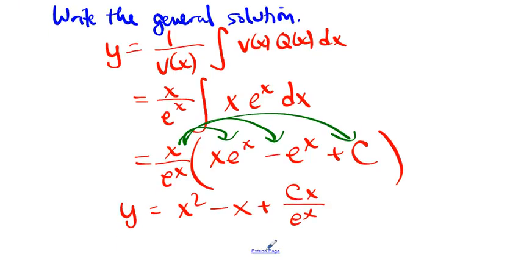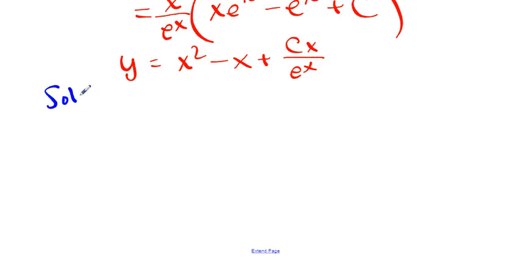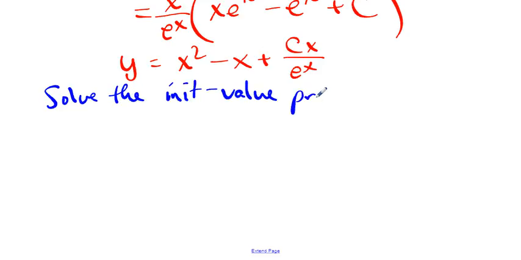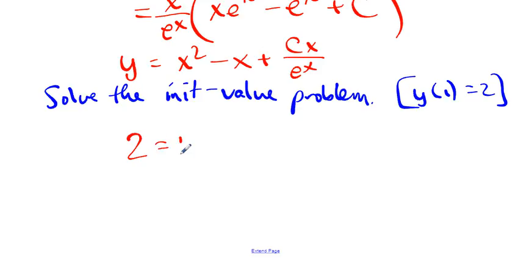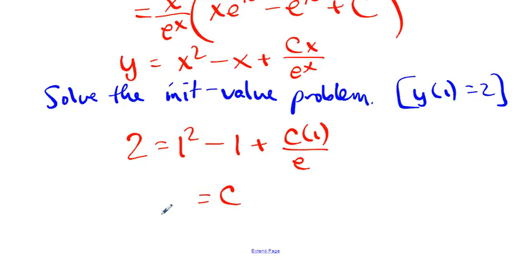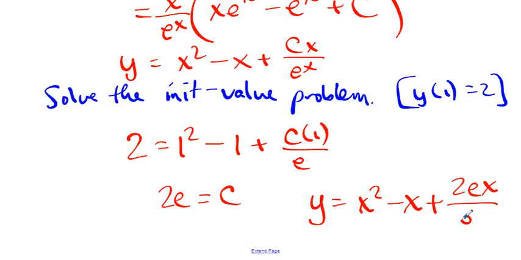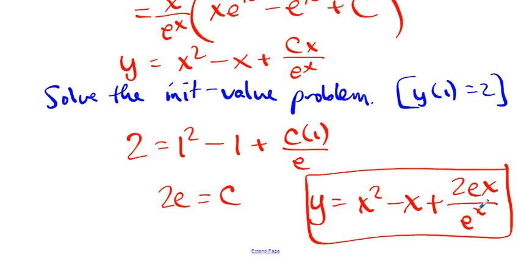Once we have the general solution, we can solve the initial value problem. And the initial value problem said that when x was 1, y is 2. So we sub in 2 for y and 1 for x. And we get that that constant c is 2e. So we get x squared minus x plus 2ex over e to the x. And we put a box around it.